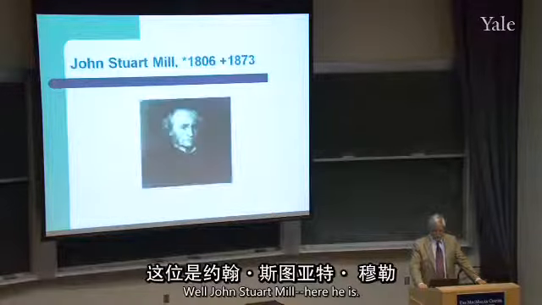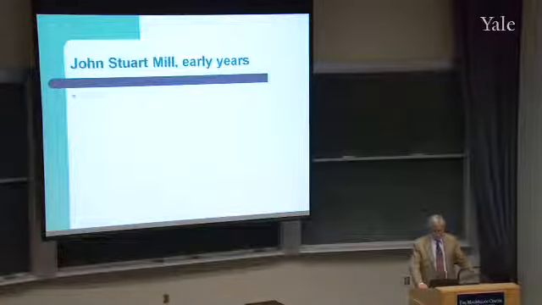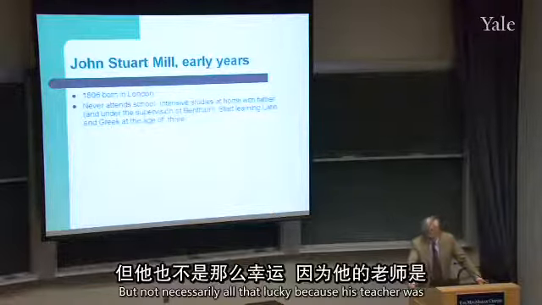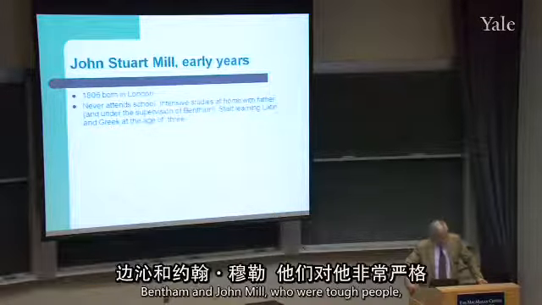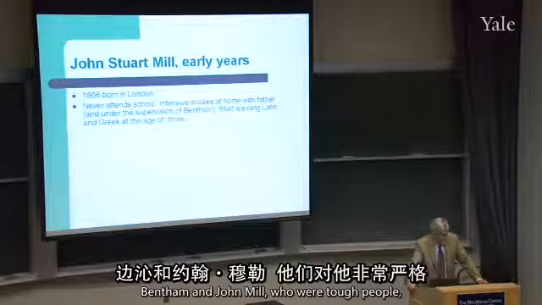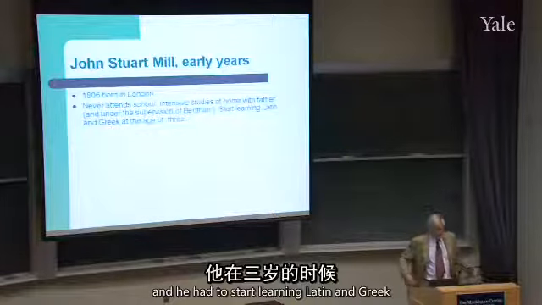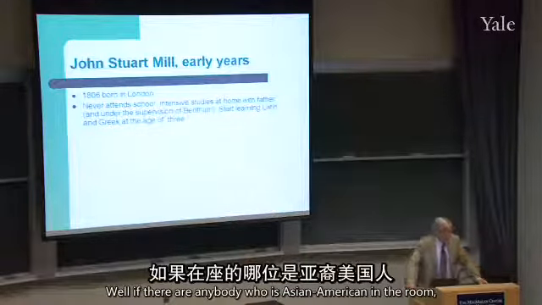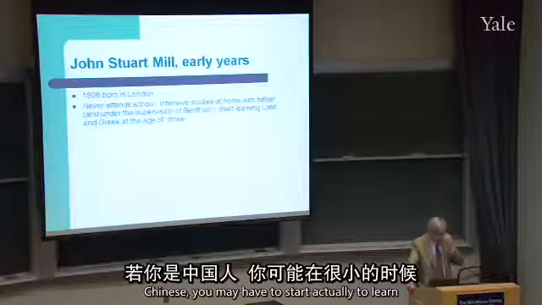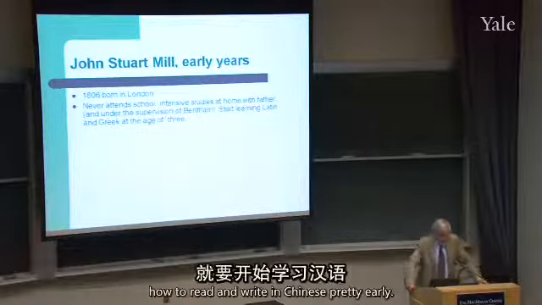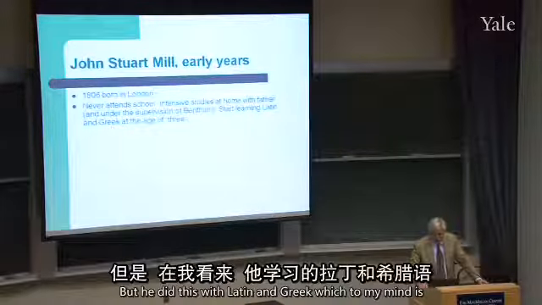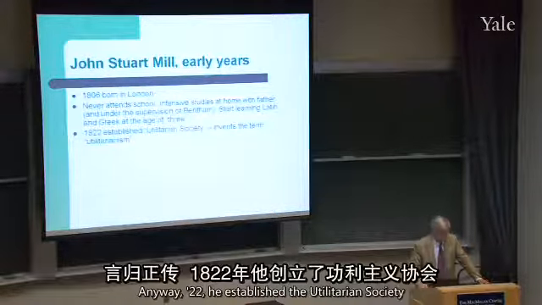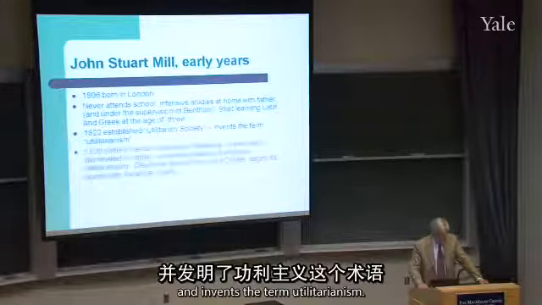Well, John Stuart Mill, here he is. He was born in London. He never attended school. He was a lucky one. But not necessarily all that lucky, because his teachers were Bentham and James Mill, who were tough people. And he had to start learning Latin and Greek when he was 3 years old. Well, if there is anybody who is Asian American in the room, Chinese, you may have to start learning to read and write in Chinese pretty early. But he did this with Latin and Greek, which to my mind is a bit easier than learning all the characters in Chinese. Anyway, at 22, he established a utilitarian society and invented the term utilitarianism.